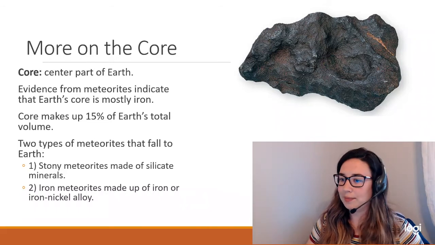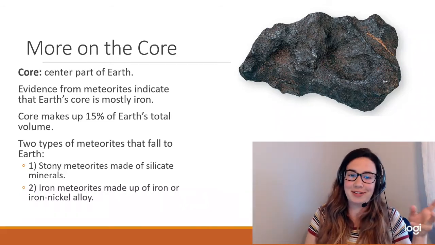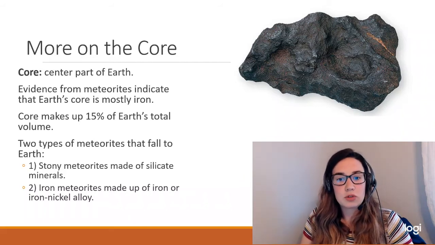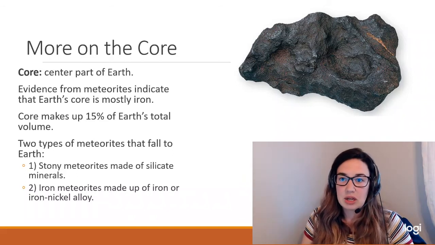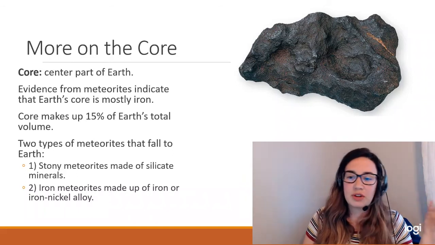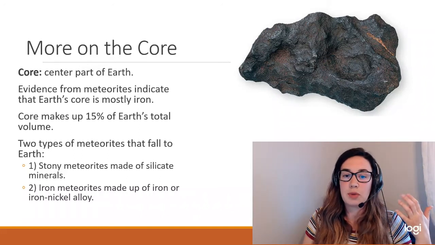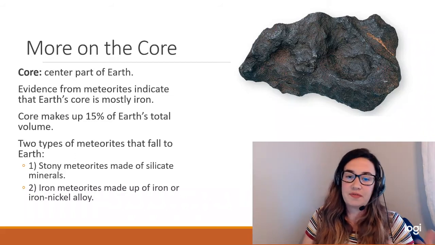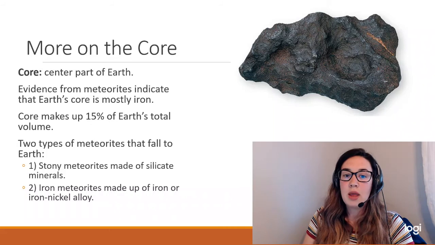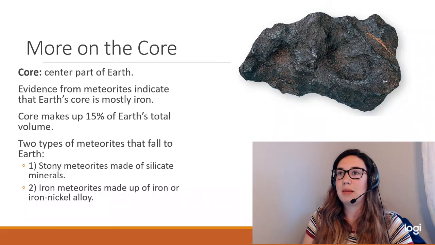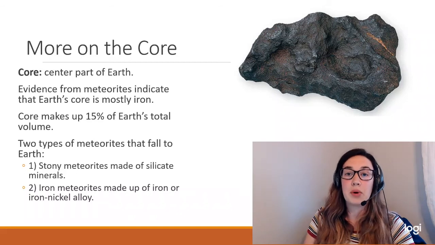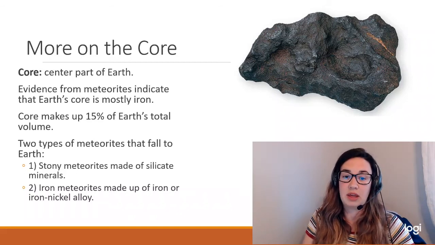So more on the core. Remember, the core is the center part of Earth. We do get evidence from meteorites that indicate that Earth's core is made up of mostly iron. If I had a chart, which I should have included but I didn't, of what Earth is primarily composed of, it would show you that the core makes up 15% of Earth's total volume, and that the core itself is mostly made of iron.